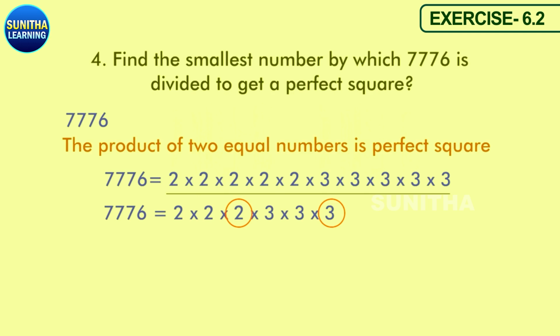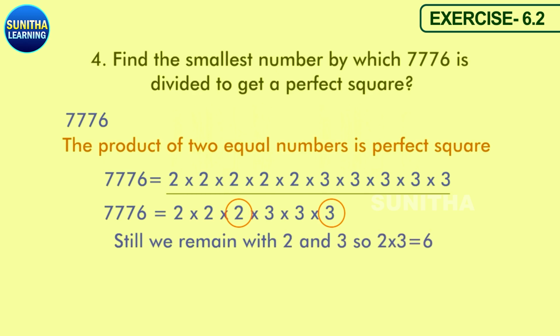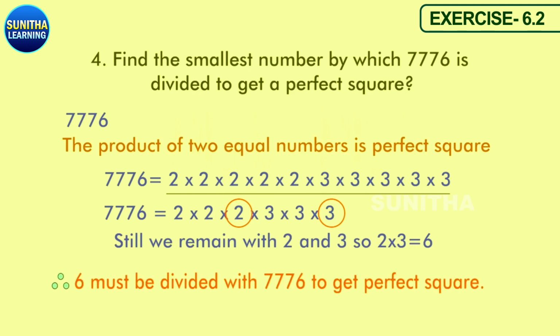We have to divide 1 two as well as 1 three. Therefore 2 into 3, 6. So 6 should be divided. When we divide 6, the remaining number will become a perfect square, because no number is single now. So we can say that 6 should be divided to make it a perfect square. Like this we have to do.